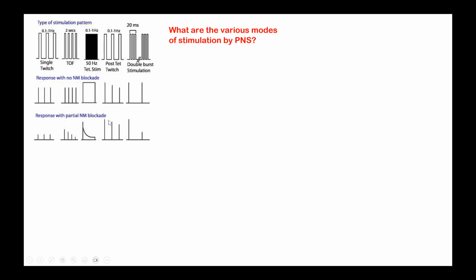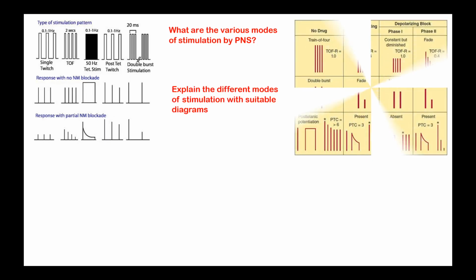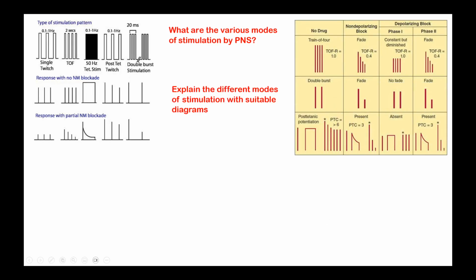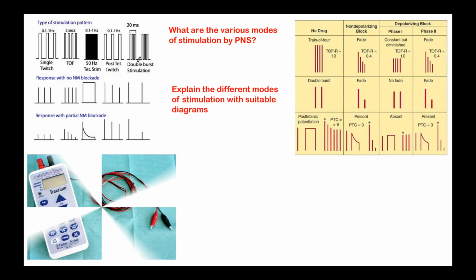If it is a total block with a complete heavy dose of blockade that you give for intubation, you will not get any response at all. There should be no response, which is indicative of a total neuromuscular blockade. Okay? And this is the time difference. Sometimes they ask you about the duration, the gap between stimulus, all these things. So this picture will help you to describe that.